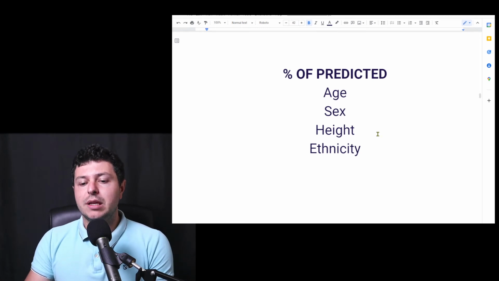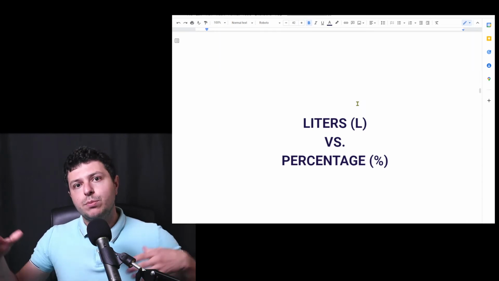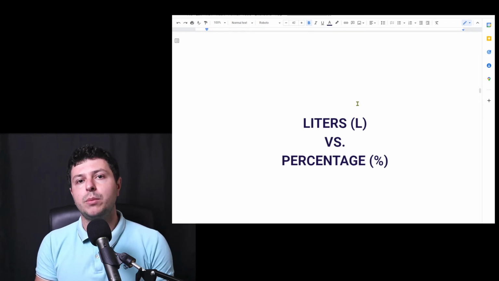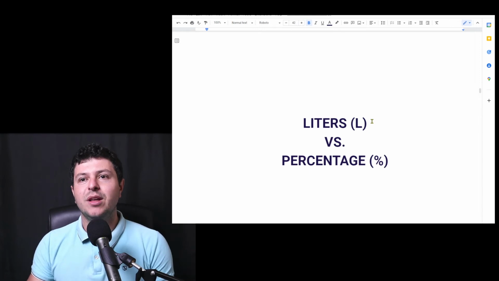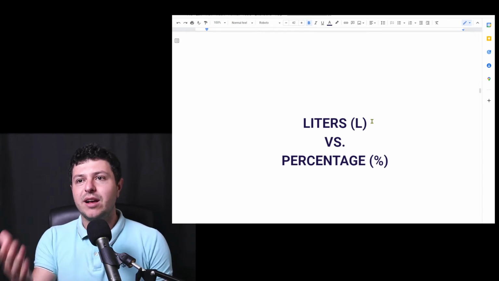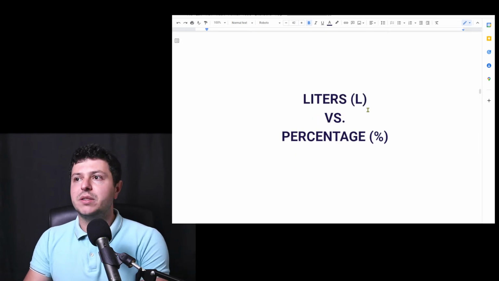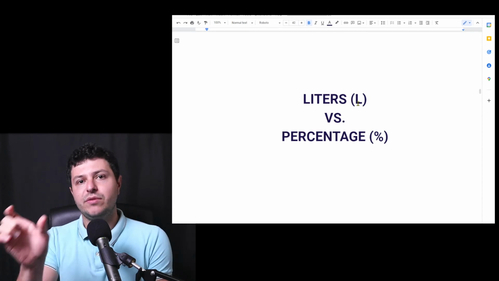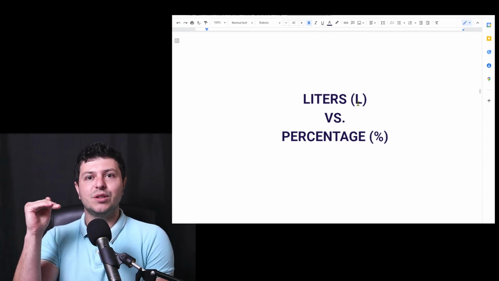And you can imagine that these percentages of the predicted value have been derived from large population studies, from many, many people who have performed spirometry. We've measured how many liters they blow out, and they were healthy. So we know that, for example, a healthy 55-year-old woman who is, let's say, Caucasian, will need to be blowing out a specific amount of air in the first second or the total forced vital capacity.